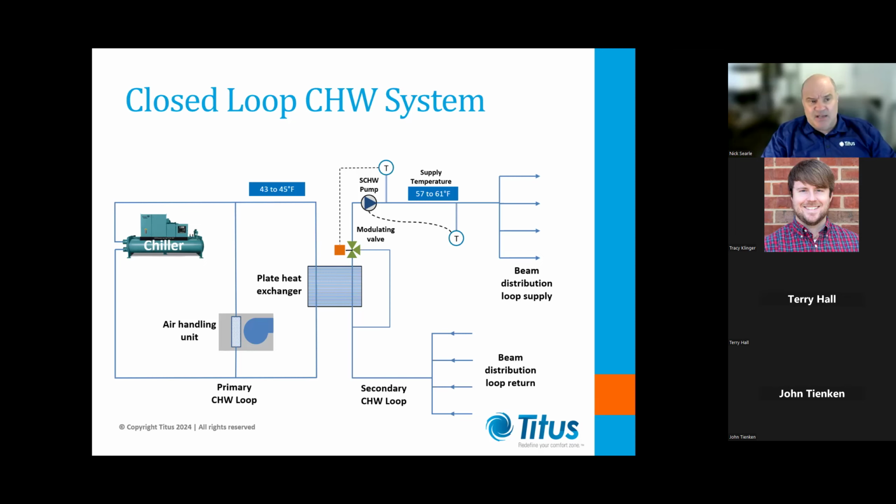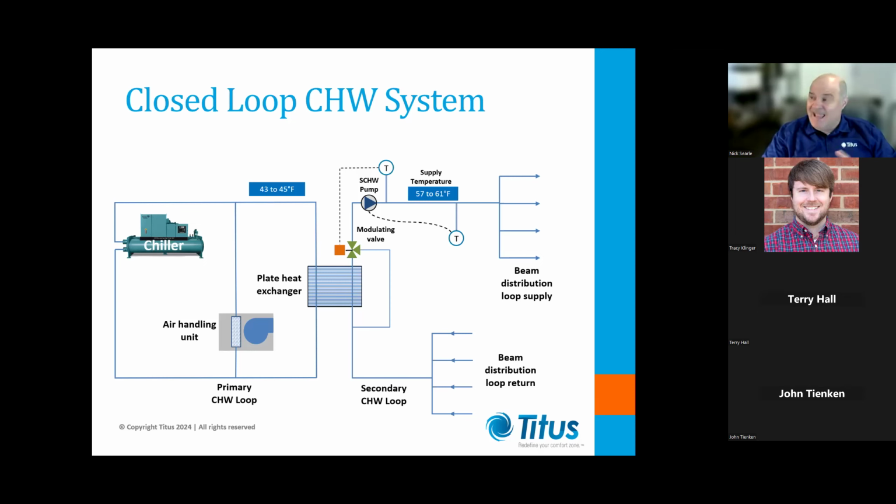So what most engineers do is create a secondary closed loop, separated by a plate and frame heat exchanger. That ensures there's no accidental way to send 43-degree water to the chill beams. We set this secondary loop up typically between 57 and 61 degrees. And as a rule of thumb for design, you want to set the chilled water temperature around 1 degree above the room dew point temperature. That gives you some safety.